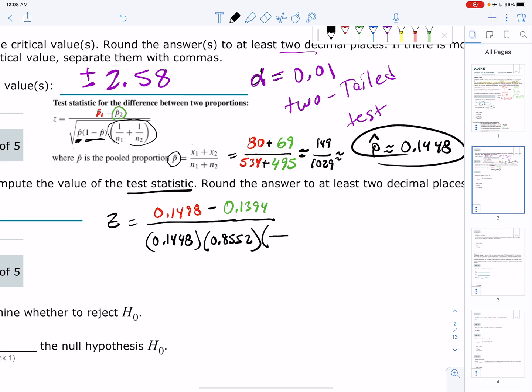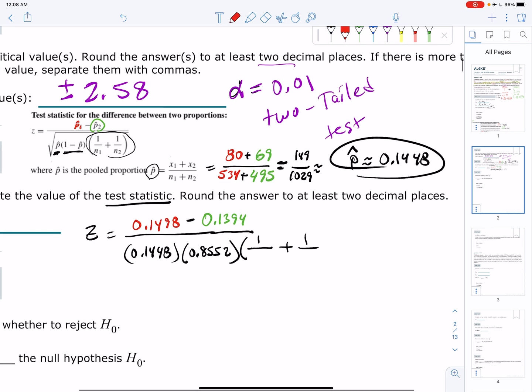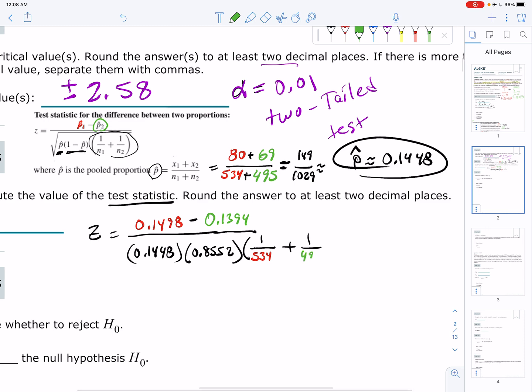So that little expression is just 1 over, so now we got the sample size from the boys, which was 534, and the sample size from the girls, which is 495. And now this is two fractions, and you're just going to want to use your calculator, but put it in a clear way. I would put parentheses around those two and then add them up in your calculator, because otherwise you have to find a common denominator. You don't want to do that by hand.